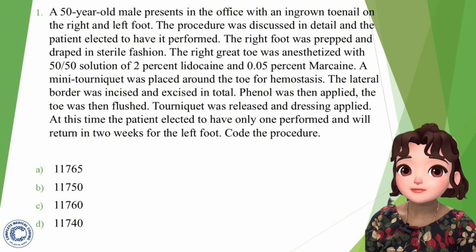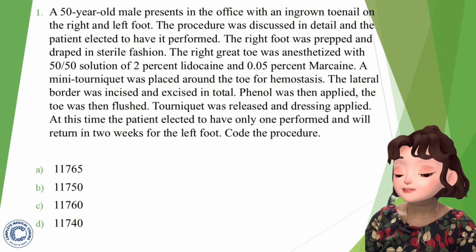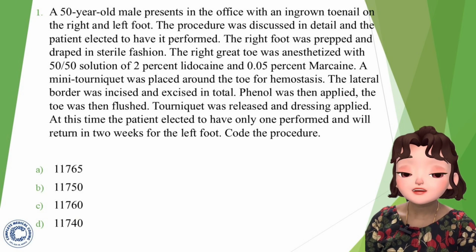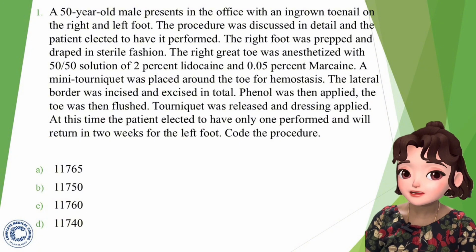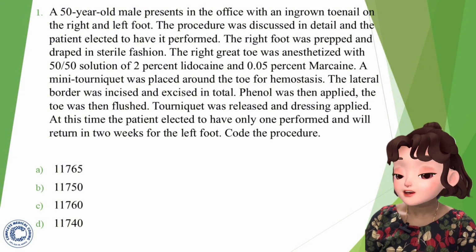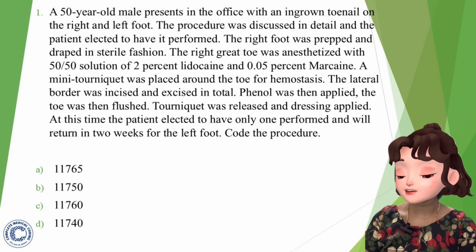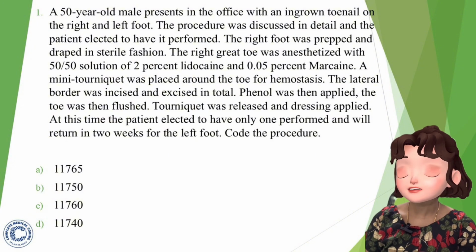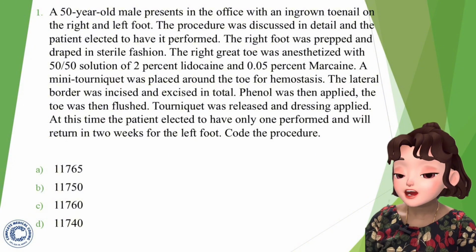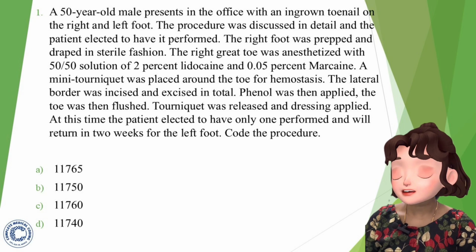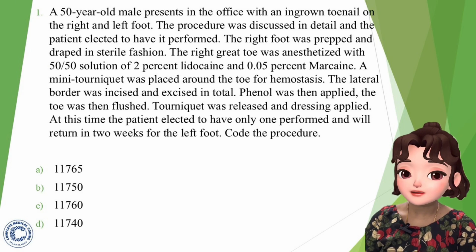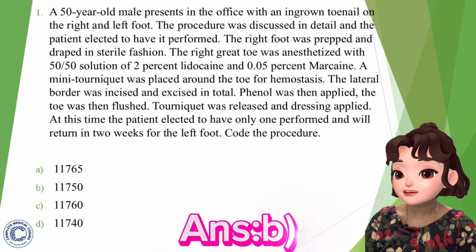Okay, 11750. What is 11760? 11760 is repair of nail bed. This is not a repair of nail bed. This is excision of ingrowing toenail, so that's also wrong. And 11765 is wedge excision of skin of nail fold, for example for ingrown toenail, wedge excision. This is simple excision, not wedge excision. This is permanent removal. So excision of nail and nail matrix. The correct answer is option B, 11750. Excision of nail and nail matrix for ingrowing toenail.